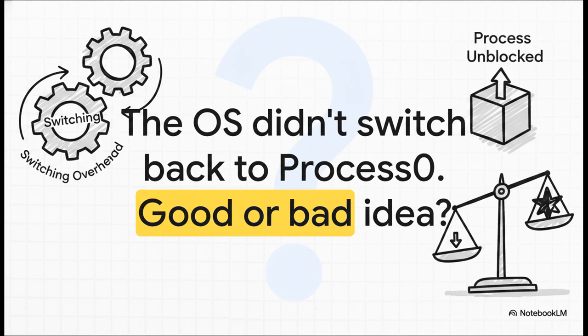This is the exact kind of problem you'd get in an interview at a big tech company. The OS could have immediately interrupted process 1 and switched back to process 0, but it didn't. Why? Is it better to avoid the cost of switching back and forth, or is it better to prioritize the process that just became unblocked? This is a real-world policy trade-off, and honestly, there's no single right answer.